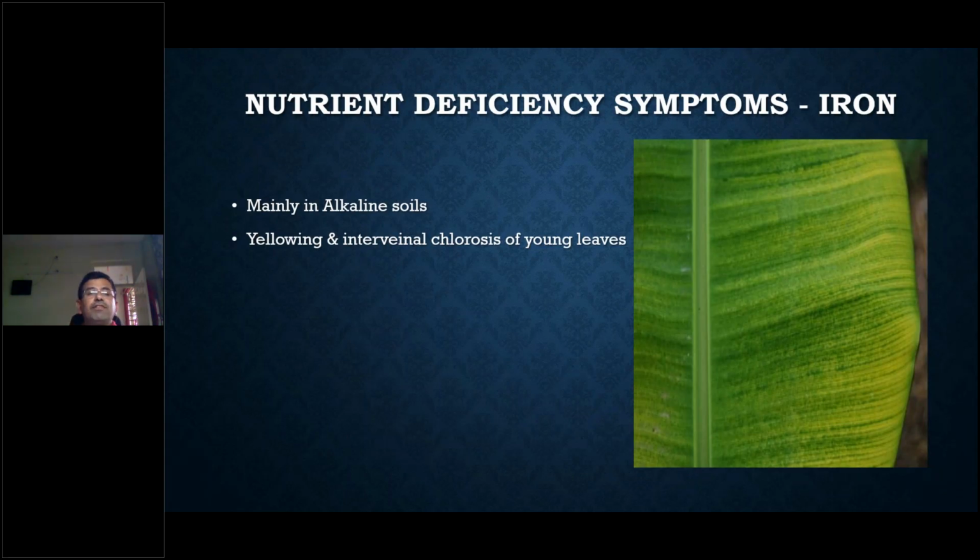Next is iron, ferrous deficiency. Mainly, it happens in alkaline soils, where calcium carbonate is more, in lime soils. This is visible in the youngest leaves, the young leaves. Yellowing and interveinal chlorosis. You can see that typical yellowing between the veins. This is a typical symptom of ferrous deficiency.